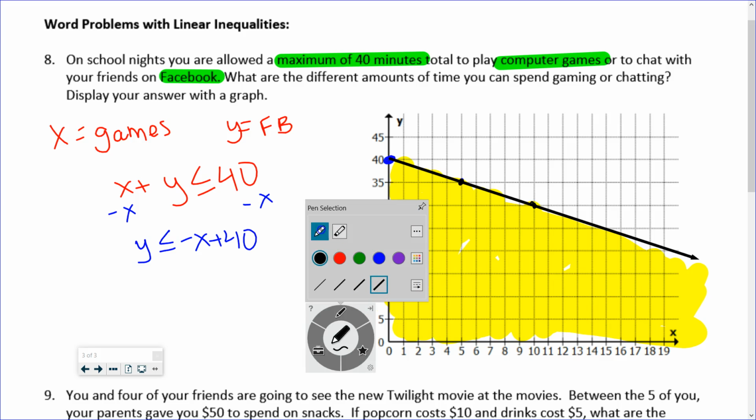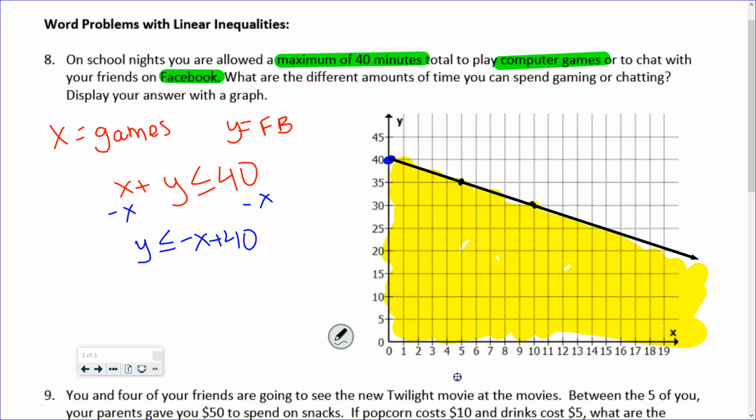Yes, so this axis is minutes on games. And then this side is going to be minutes on Facebook. That's a little ugly.